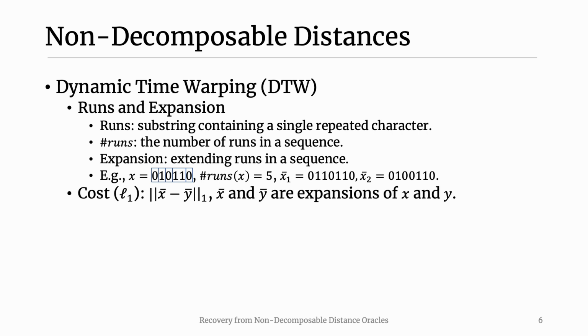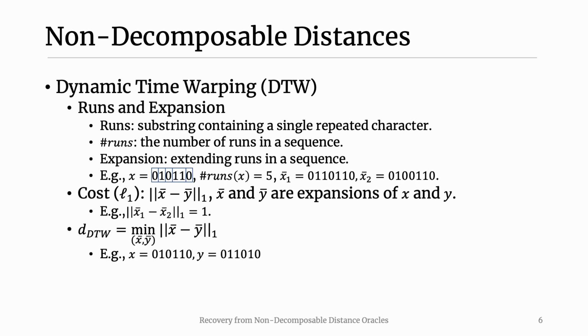Next, we define the L1 cost between two aligned expansions of X and Y, which is basically the L1 norm distance. For instance, the cost between X1 bar and X2 bar is 1. So the DTW distance is defined as the minimum cost over all possible pairs of expansions. To continue the running example, given X and Y, the DTW distance is 0, because there exist expansions of X and Y that are the same.